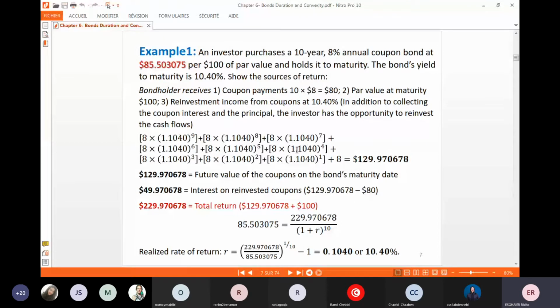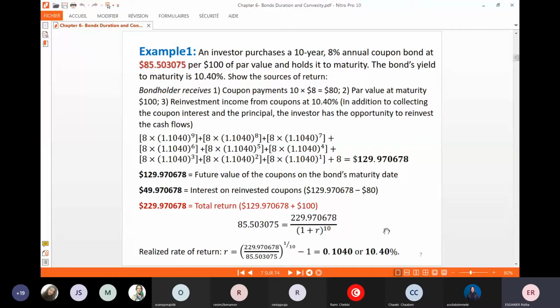So if we compute the average annual rate of return of this investor, the IRR of this investor, we simply try to determine the discount rate, that means the present value of what he will receive 10 years from now, 229.97, equal to the initial investment he made, $85.5. We take the 10th root, power 1 over 10, then subtract 1, and we find the average annual rate of return, the realized return of this investor is 10.4%.